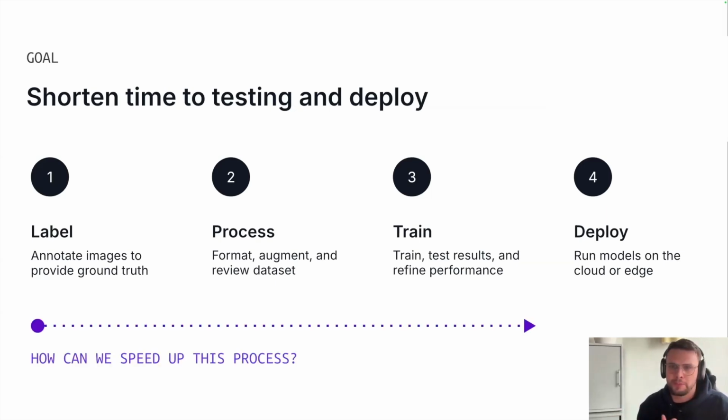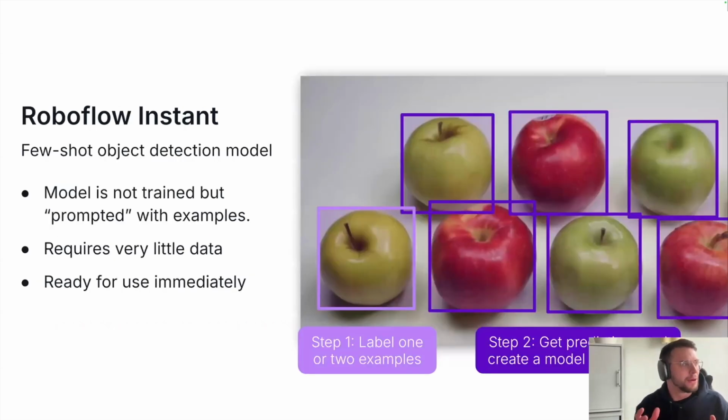So how can we speed up this process? This is where Roboflow Instant comes into play. And we want to especially improve the time to label and decrease the time you need to train a model. And how can we do that? So Roboflow Instant is a few-shot object detection model. This means the model is actually not trained, but rather prompted with examples. You can see it here on my right-hand side.